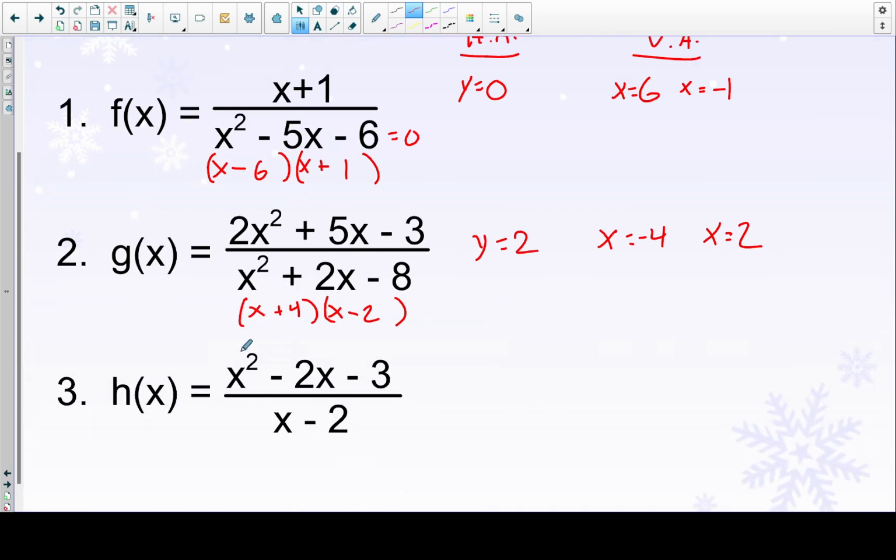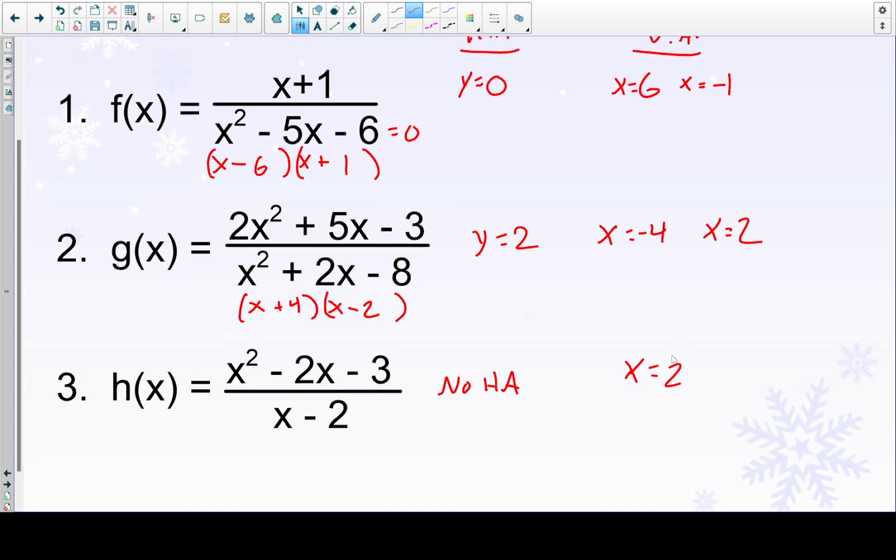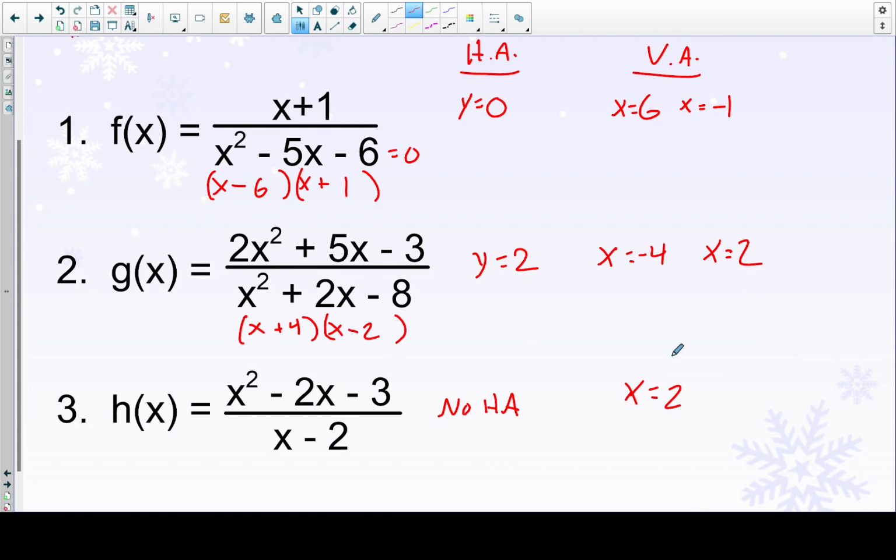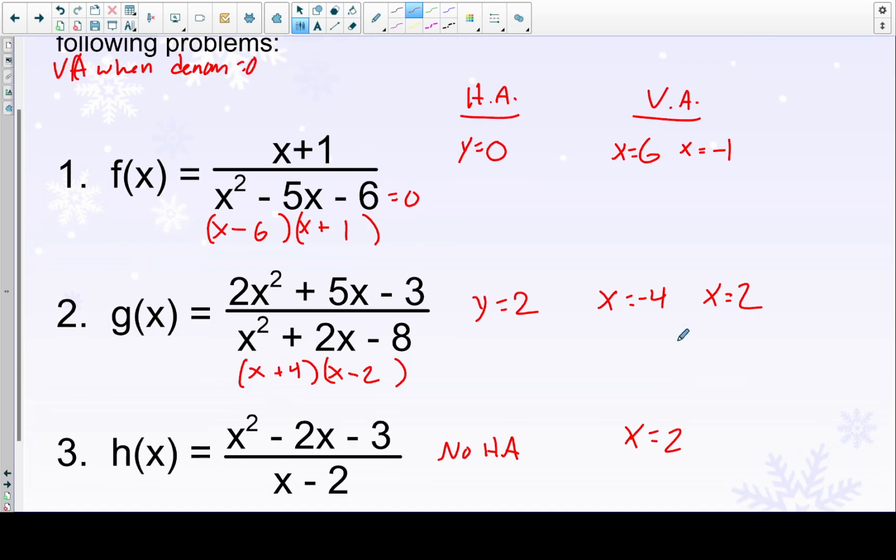And finally, how about this one? Top and bottom. Well, the top one, let's see, bigger degree on the top, x squared versus x. So no horizontal asymptote. And then here we only have a single vertical asymptote, and that's at -2. +2, I mean. +2. And that's really all there is to it. So that allows us to tell what are some important characteristics of these graphs. Okay, so that's putting all the rules together.